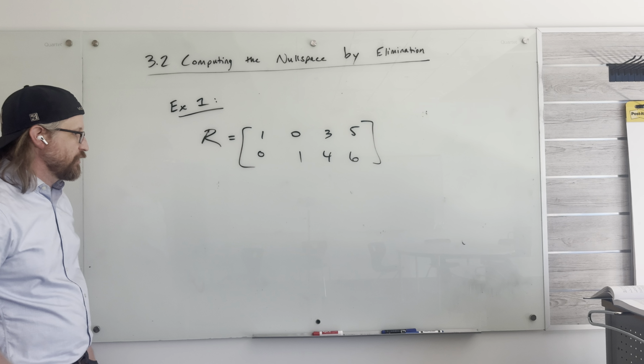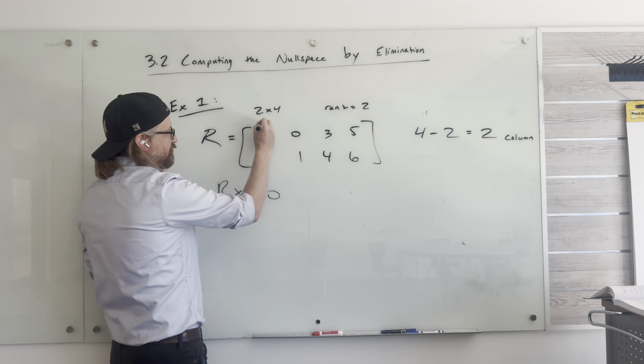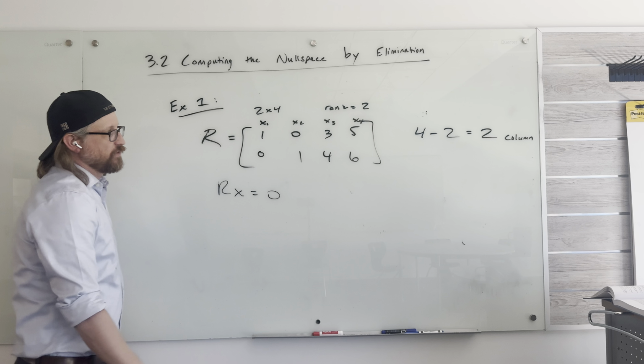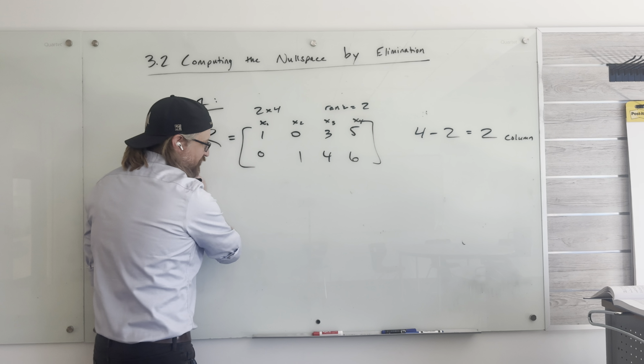Now, when I'm looking at this matrix and I'm thinking about this as a system of equations, recall that x, when I'm doing this multiplication, is x1, x2, x3, and x4. So if I write out the 2 equations that I have in this system, we have that x1 plus 3x3 plus 5x4 has to be equal to 0. And then we also have that x2 plus 4x3 plus 6x4 also has to be set equal to 0.